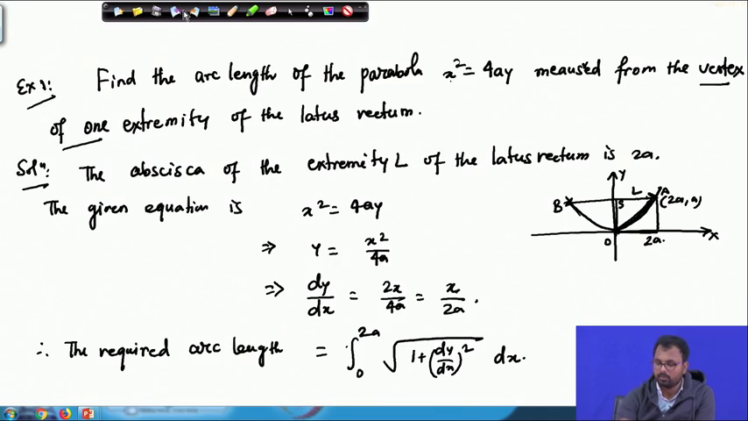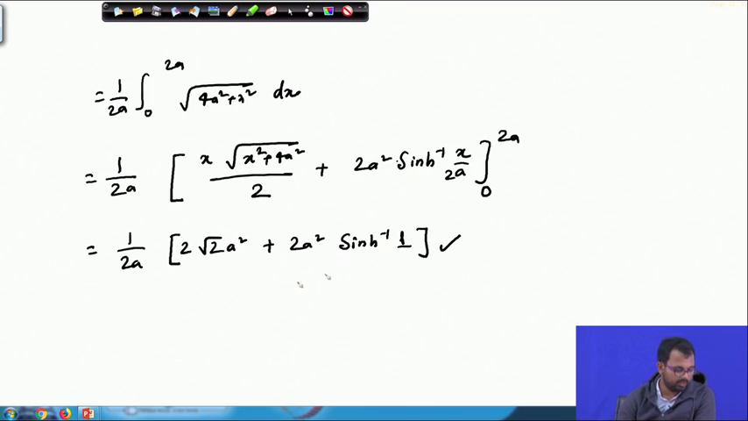So, you see the given parabola here was of inverted shape, and we were asked to measure the length from the vertex to one of the extremities of the latus rectum. So, this is the latus rectum, and this extremity point is 2a, and from there we can calculate the length by integrating from 0 to 2a, and we use this formula. So, that will give us the required arc length of the given parabola.